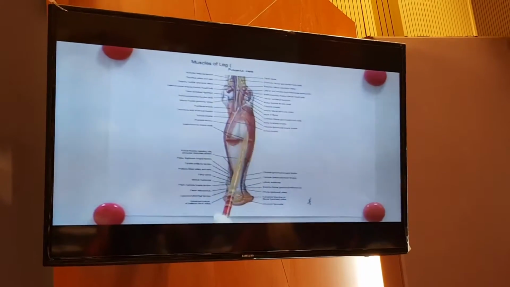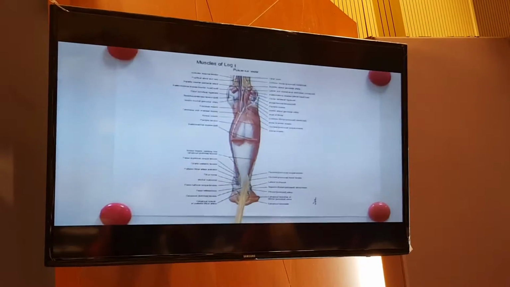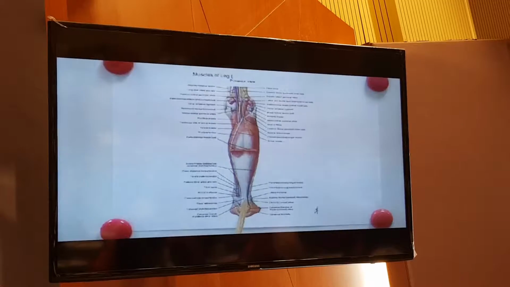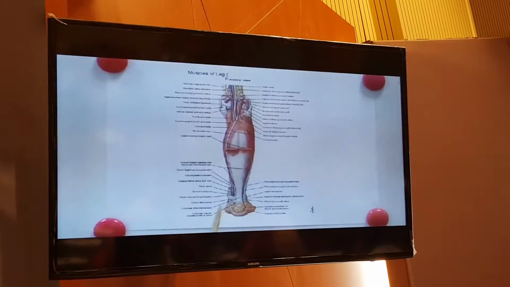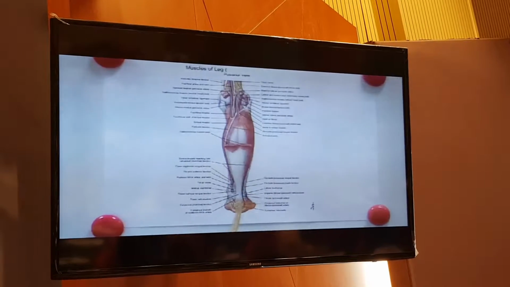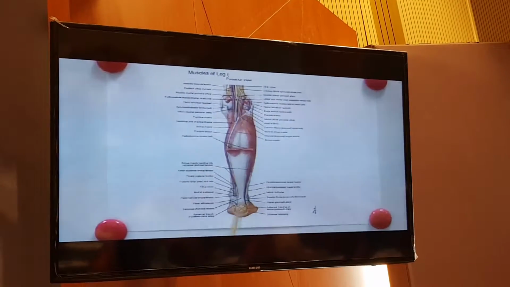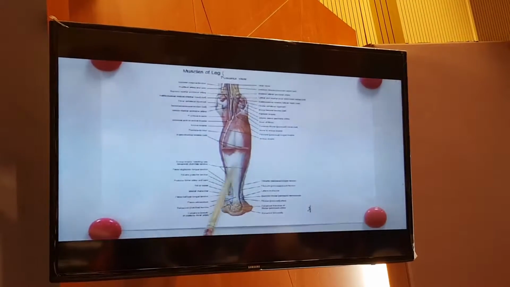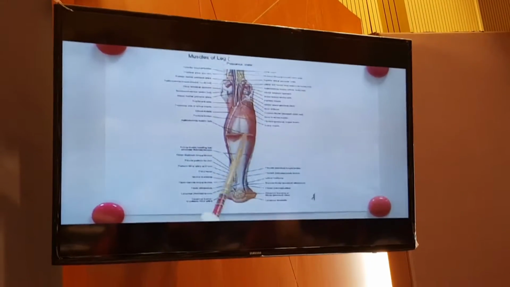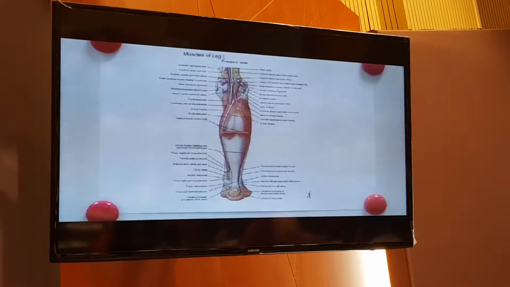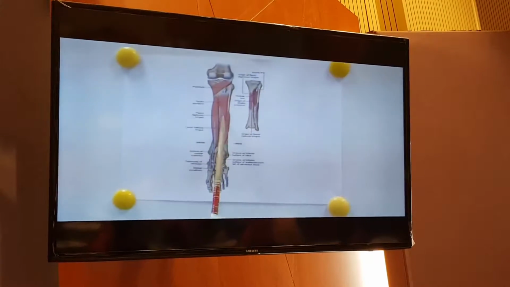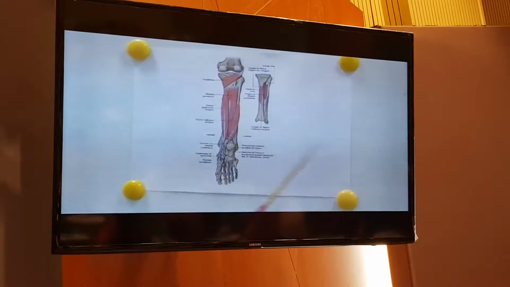These 3 muscles form a common tendon here. You can see the tendo Achilles or calcaneal tendon is there, which will attach to the calcaneus bone at the back here. Okay, these 3 muscles are in the superficial group of the posterior compartment. These 4 muscles are in the deep group of the posterior compartment.